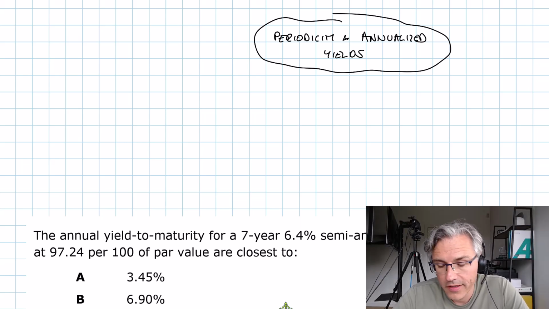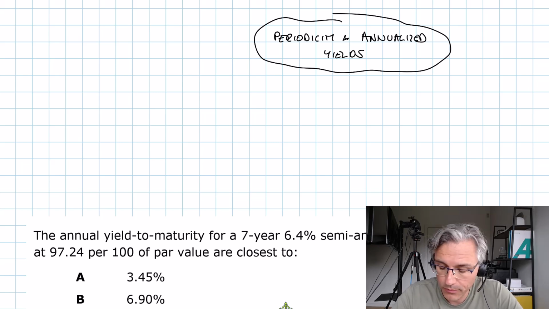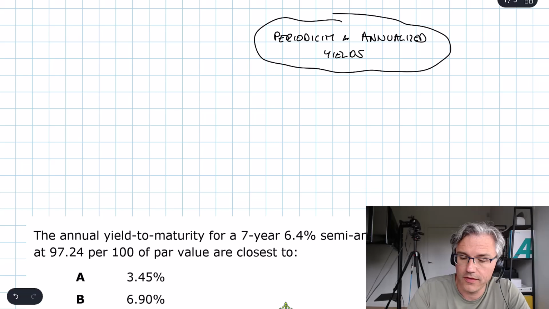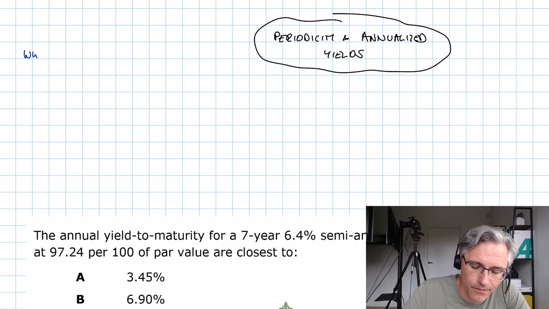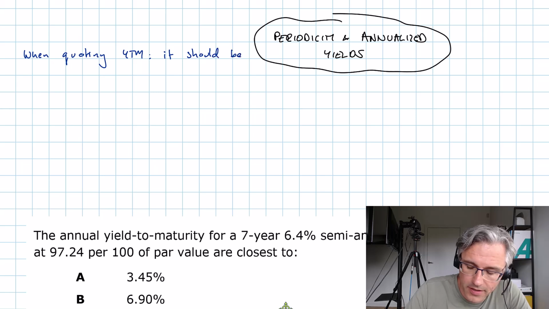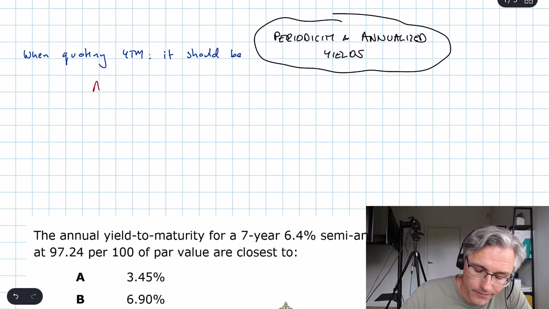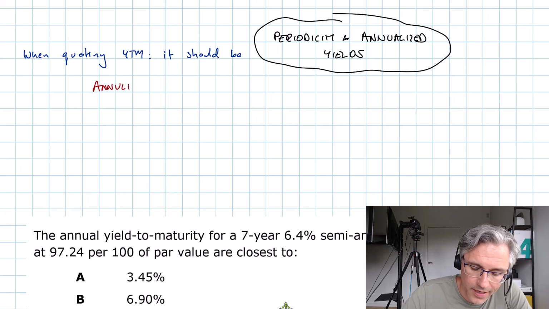It's an important one. We're going to talk about periodicity assumptions and computing annualized yields to maturity. Very important topics. Now, what's the issue here? Whenever you quote the yield to maturity, that YTM should always be annualized, quoted on a per annum basis, per year basis, and it should be appropriately compounded.